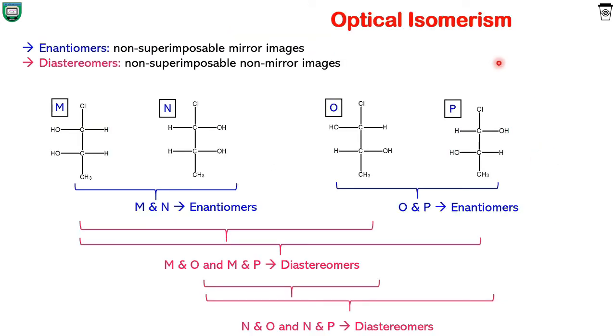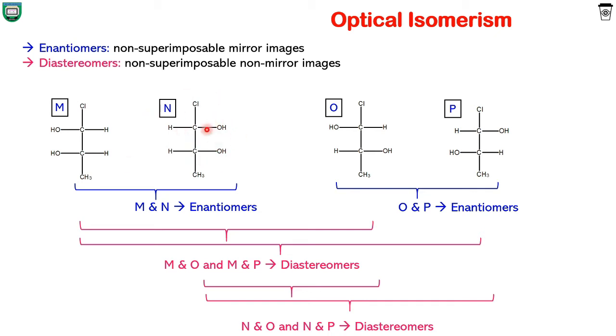Let's look at the optical isomerism. So, enantiomers and diastereomers. By definition, enantiomers are non-superimposable mirror images and diastereomers are non-superimposable non-mirror images. So M and N are actually enantiomers and O and P are enantiomers. N is the mirror image of M. If you put a mirror, you will see N molecule in the mirror. Same way, if you put a mirror, you will see P molecule in the mirror. These two are mirror images, these two are mirror images, and these are non-superimposable also.